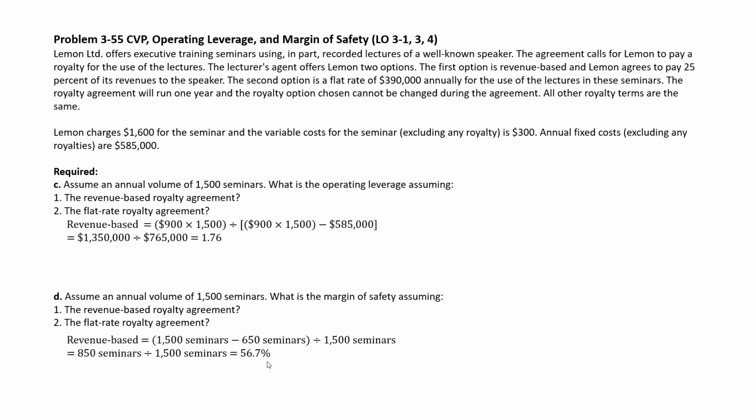Again, what does that mean? I could potentially lose 56.7% of my sales before I get to the point I'm just breaking even, and then my point would be losing money. Again, you do the calculation for the flat rate royalty arrangement and do a comparison to see if it's higher or lower.